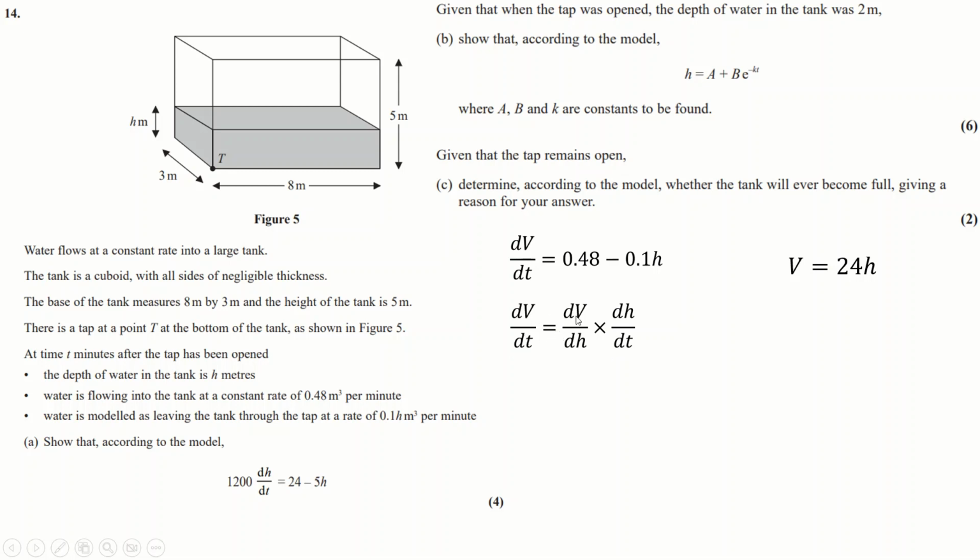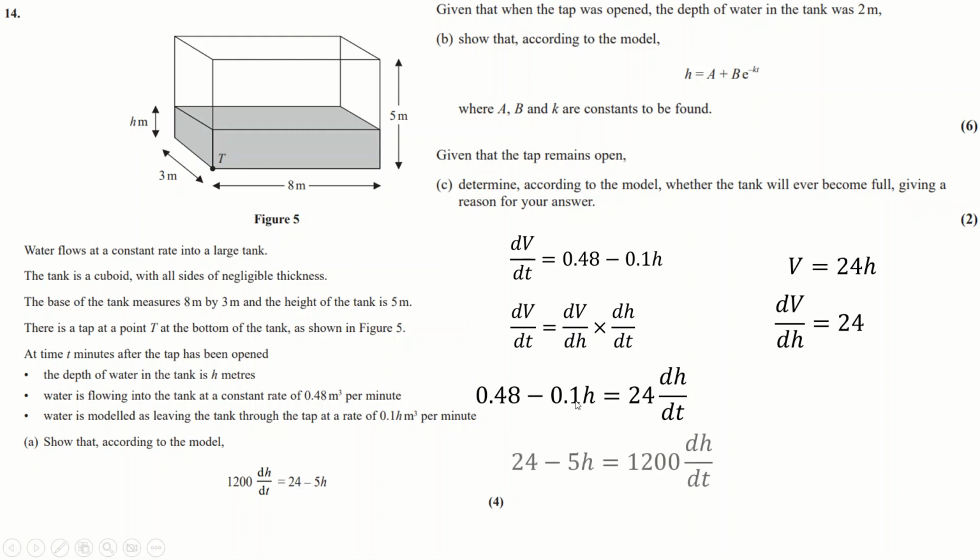dV by dt I can say is dV by dh times dh by dt. Of course, I can get dV by dh because that's just 24 from there. And dh by dt is the kind of thing that they've got in here. I know dV by dt, it's in there. So let's put this in there. Let's put this in here, and we'll get this. And I think they just times everything by like 50 or something to get this. I don't know. Sure, whatever. So we have this. That's done.